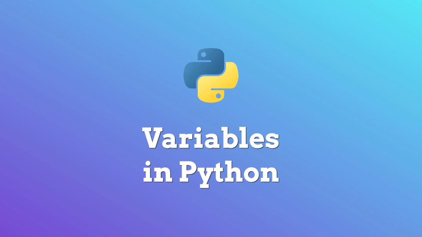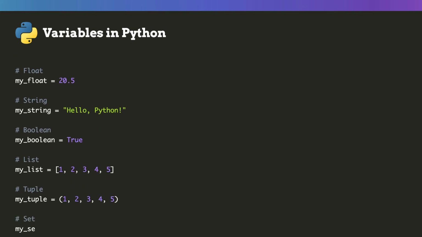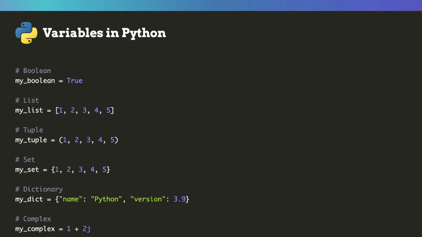Variables in Python. Variables in Python form the bedrock of programming. They allow us to store, manipulate, and retrieve data, providing a way to label and manage information in our programs. Variables can hold different types of data, and unlike in other programming languages, you don't need to declare a data type in Python. It figures that out automatically.